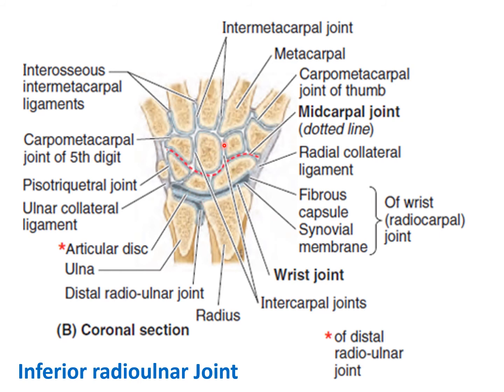This diagram is also showing the carpal bones and other joints which we will discuss later. So this is the joint cavity of the distal radioulnar joint or inferior radioulnar joint, and this is the joint cavity of the wrist joint, and then we have different joint cavities of the carpal bones that we are going to discuss later.